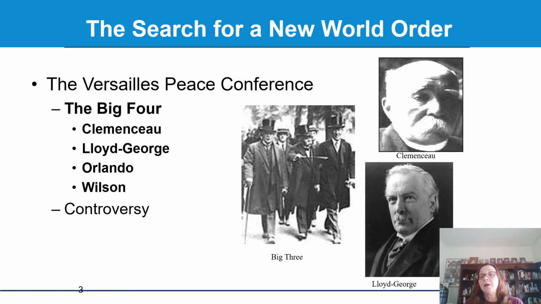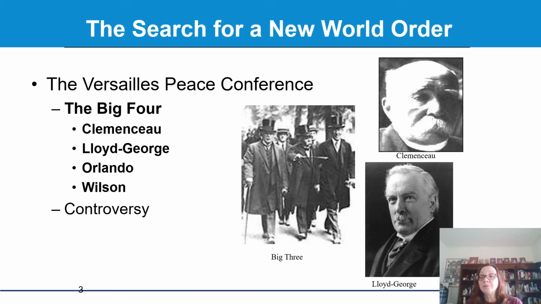The British diplomat was David Lloyd George. David Lloyd George actually ends up being the mediator among the diplomats because he is trying to keep the peace between Clemenceau and Woodrow Wilson oftentimes.